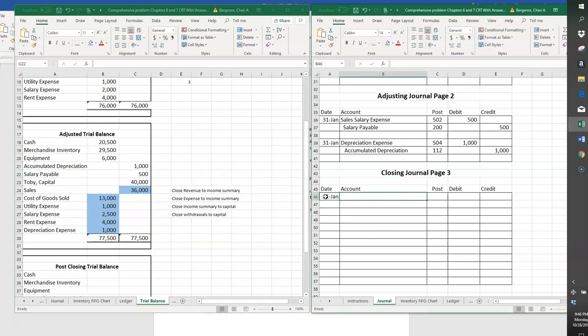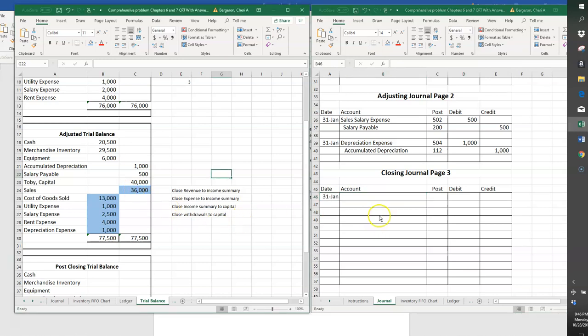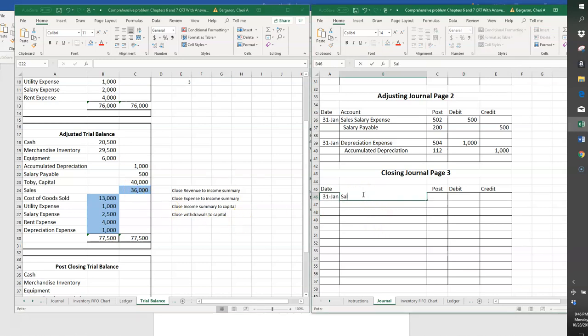So on January the 31st, we're going to close revenues to income summary. I can see that my sales account has a regular credit balance, so I need to debit it for $36,000. What I would do is pause this and try to work it on your own and then just check your work with me afterwards. Then we close that to income summary. So we're going to credit that for $36,000. All right, so that takes care of close revenue to income summary.